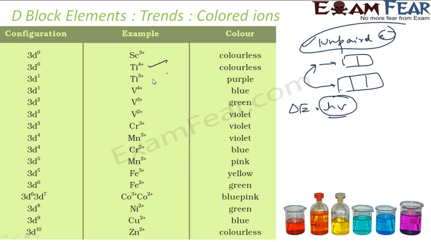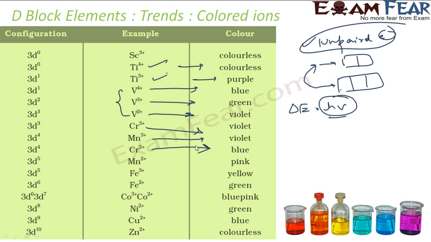If you see titanium plus 4, that is colorless. Titanium plus 3 is purple in color. Vanadium plus 4 is blue, vanadium plus 3 is green, vanadium plus 2 is violet. Chromium plus 3 is violet, chromium plus 2 is blue. Manganese plus 3 is violet, manganese plus 2 is pink. Iron plus 3 is yellow, iron plus 2 is green. They are different colors. Actually this color is nothing but the color which is not absorbed. This is the complementary color.